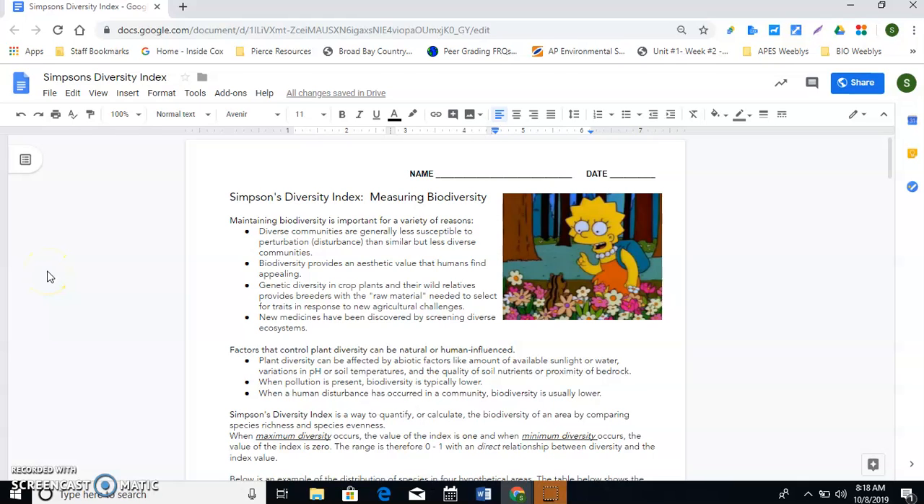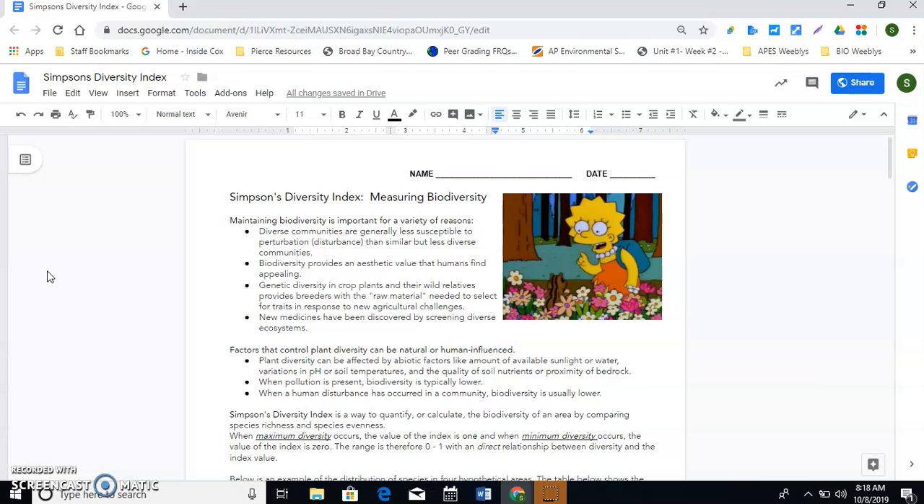Hey guys, this video is all about Simpson's Diversity Index and measuring biodiversity. When we think about communities, we want a diverse community because it is less susceptible to disturbance. If you have a forest of all oak trees and a forest fire comes through, the individuals that are left might not necessarily be the best, because they're all oak trees and you just don't know what's going in there. Bouncing back from that might be a little tough.